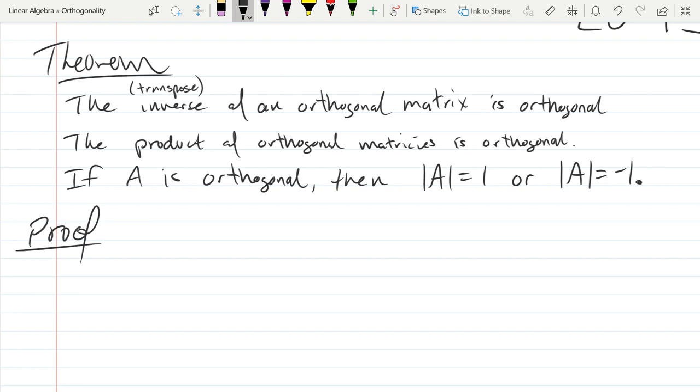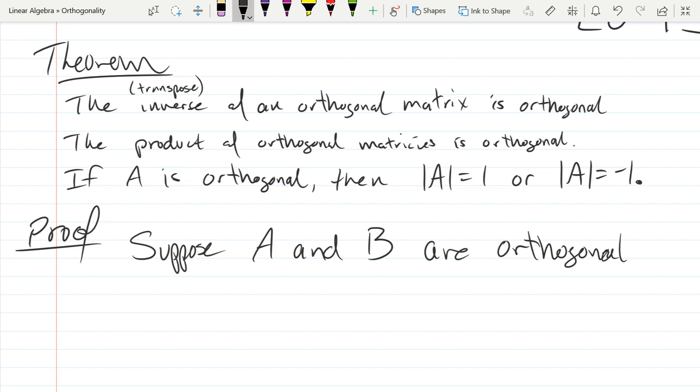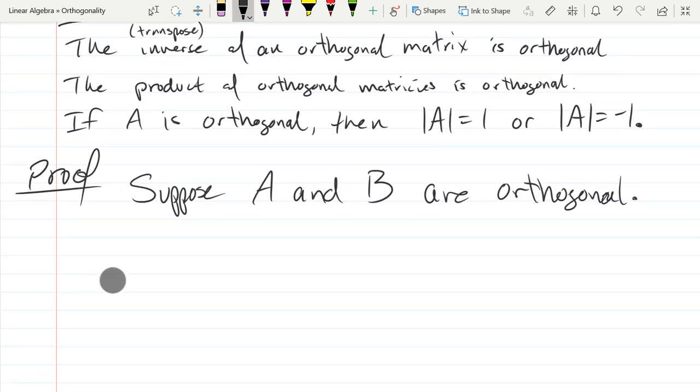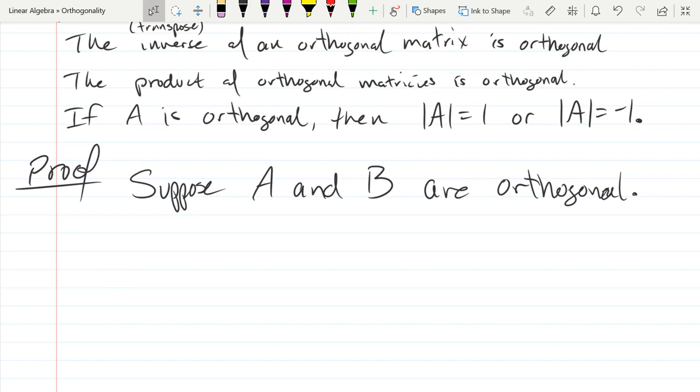So I want the product of two orthogonal matrices. I want to show that that's orthogonal. So we're going to start with our supposition. We're going to suppose the matrices A and B are orthogonal. So that's our supposition. Write down what that means for A and B. And I'm using capital A and capital B. So that means A inverse equals A transpose and B inverse equals B transpose.